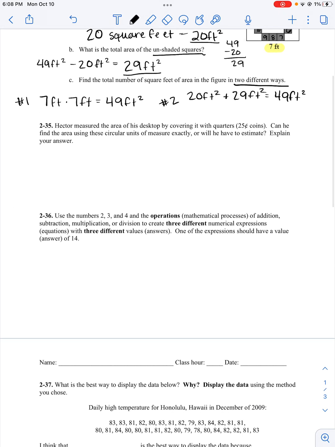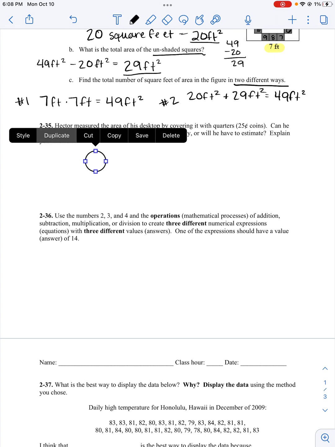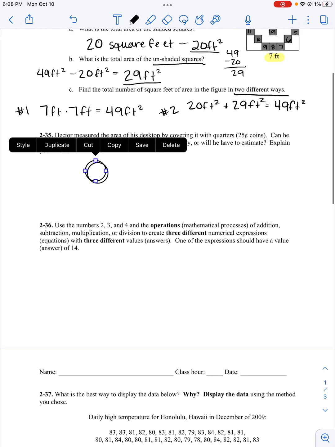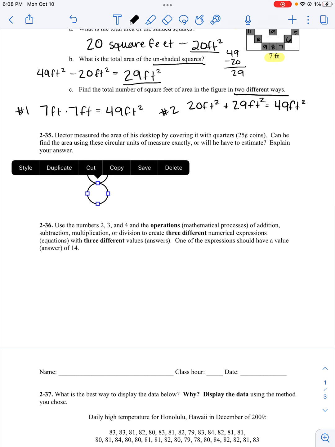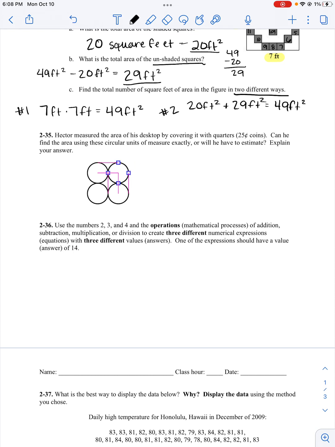Okay, problem 35. Hector measured the area of his desktop by covering it with quarters. Can he find the area using these circular units of measure exactly? Or will he have to estimate? So, if I, for a second, draw 4 circles and put them together, can he use them accurately? Or will he have to estimate?